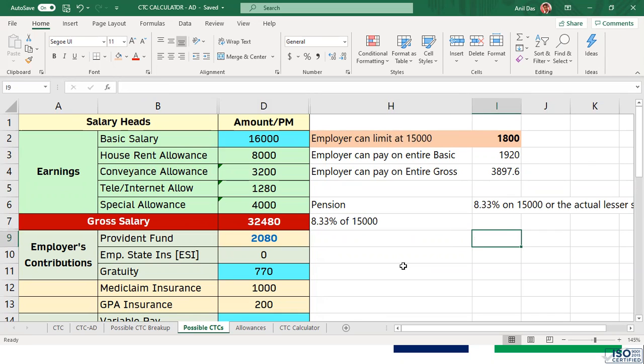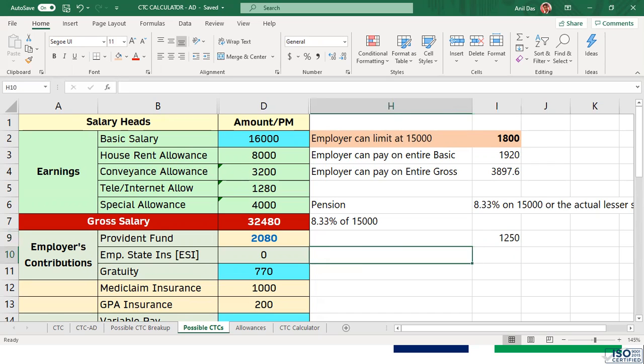8.33% of 15,000 is 1250 rupees. So in pension, you will never find contribution more than this 1250 rupees. This is why the maximum pension one can get is 7,500 per month only. Contribution in PF can be increased, can vary, but contribution in pension cannot be increased beyond the 15,000 limit.